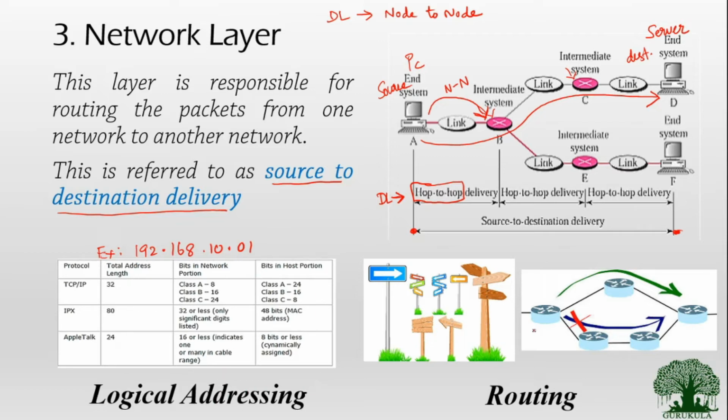And the second functionality of the network layer is routing. Routing is nothing but routing the packets in the right direction to reach the correct destination. The protocols and algorithms that are responsible for routing will be taken care of by the network layer.